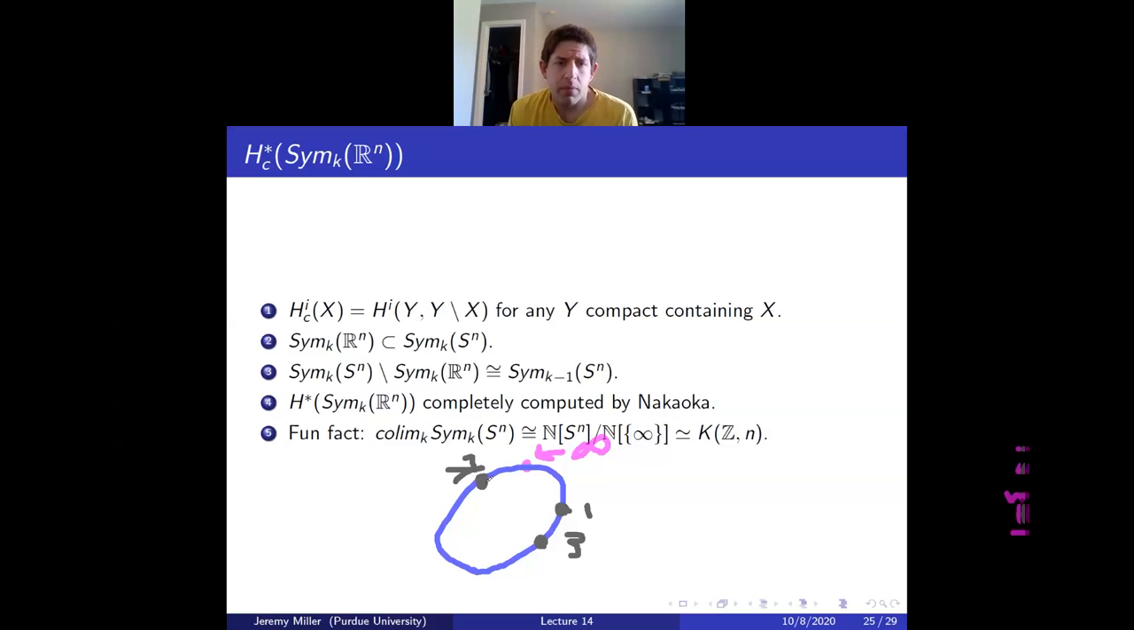So if you're in the configuration space of labeled points in S^n, but you're not in the configuration space of labeled points in R^n, you're going to need to have at least one point out at infinity. You might have more than one, but there's just going to be a point labeled by one permanently stuck out here. And then the point labeled by seven can walk through that. When it hits infinity, it's labeled by eight, and then it leaves and it's labeled by seven again.